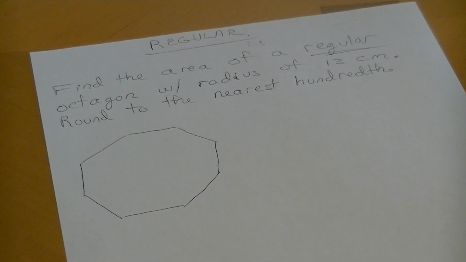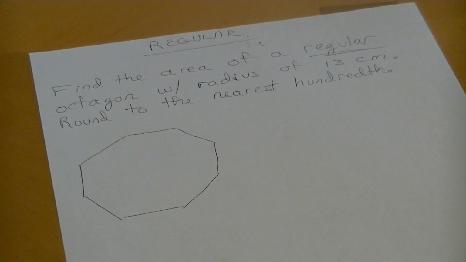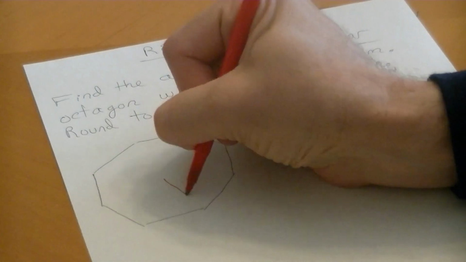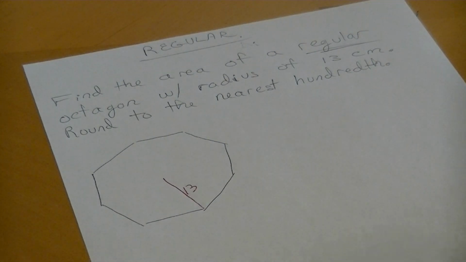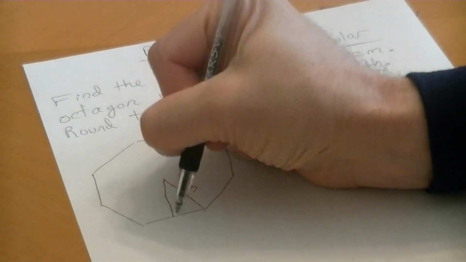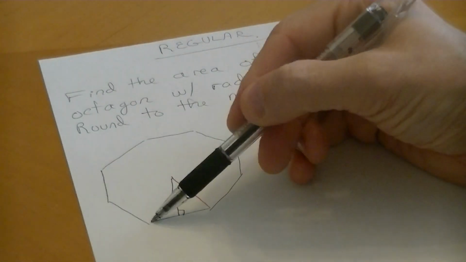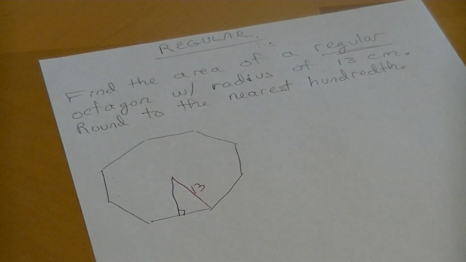What's the area of this regular octagon? Radius of 13. So I add my radius, and I add my apothem to create a right triangle. So I've got to think about my angles. You might want to pause the video and challenge yourself.